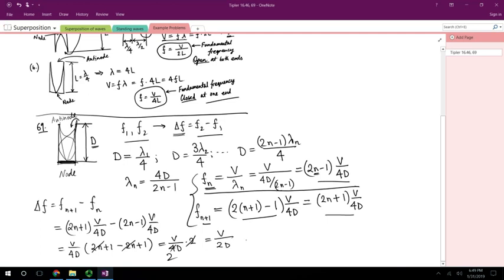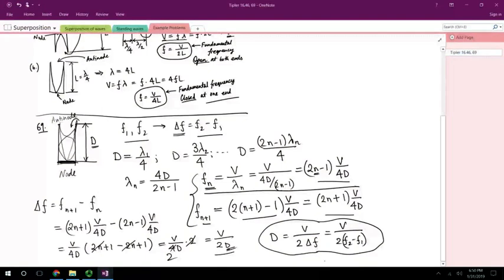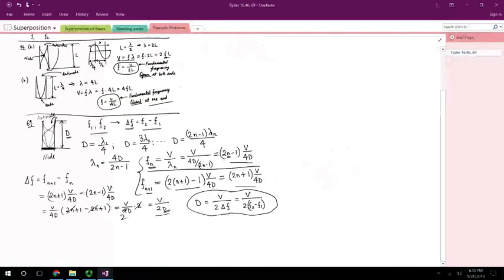Now I can flip this equation around, because eventually I need to find the depth of the mine. So d equals v over 2 times delta f. And that's our result. But remember, delta f is just f2 minus f1. So this is v over 2 times (f2 minus f1). This is our result in terms of just symbols. But I want to go one step further and actually work out the numbers for this particular problem. So let's do that.